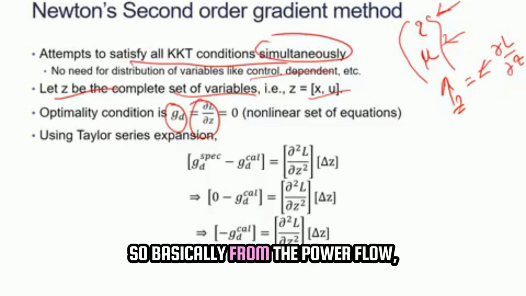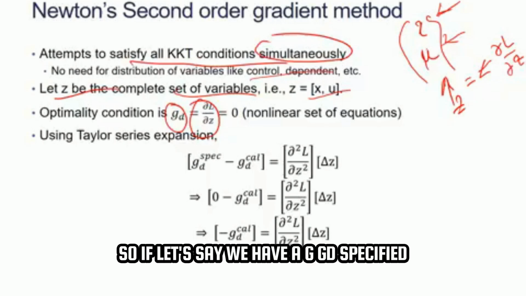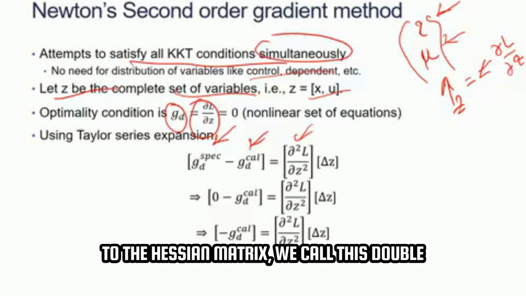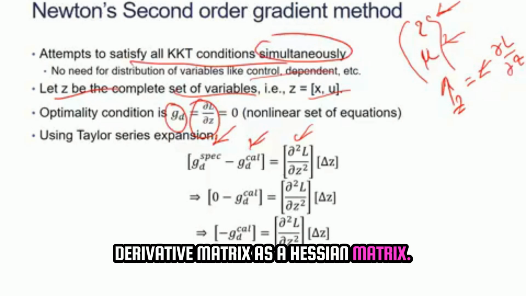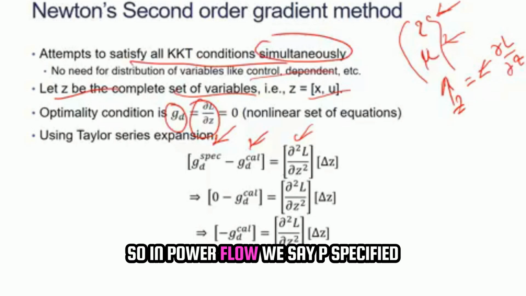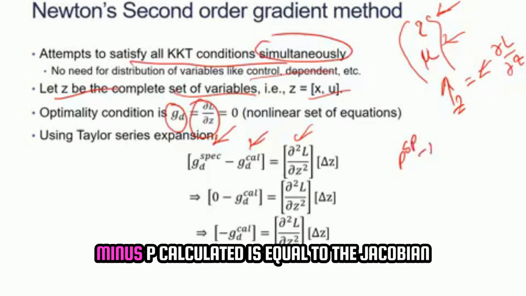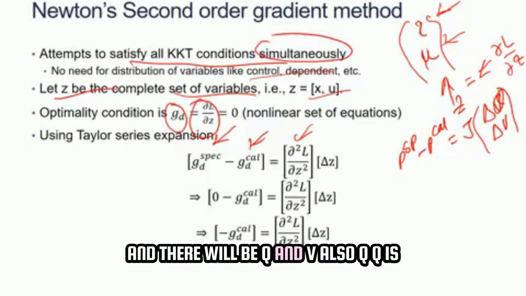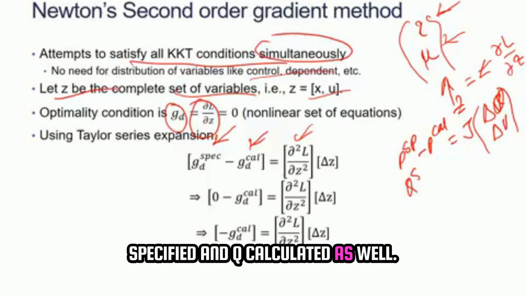From the power flow, if you remember how we solve, we have gd specified minus gd calculated with respect to the Hessian matrix. We call this double derivative matrix a Hessian matrix. I'm just correlating it with the power flow because you have already studied that. In power flow we say P specified minus P calculated is equal to the Jacobian times delta theta and delta v. This is the way we write it, and there will be Q and V also, Q specified and Q calculated as well.